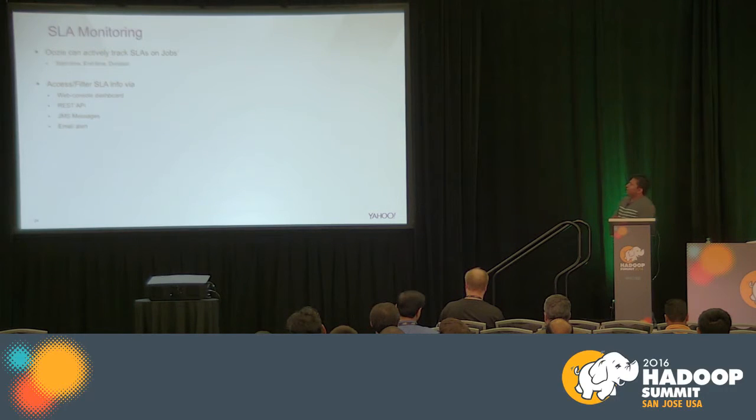Now look at the SLA thing. Oozie can be configured to track SLA for start time, end time, and duration. I'm not going into detail of SLA. And that information can be accessed by the web console or through the REST API or through the JMS message or even email alert.